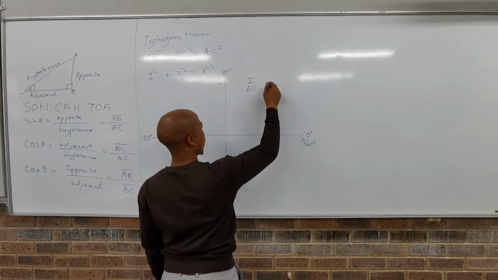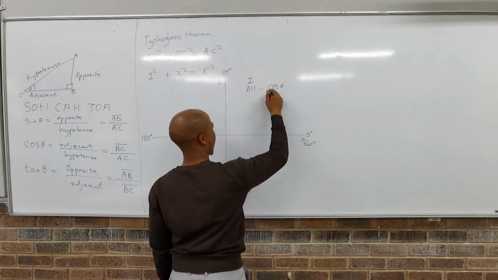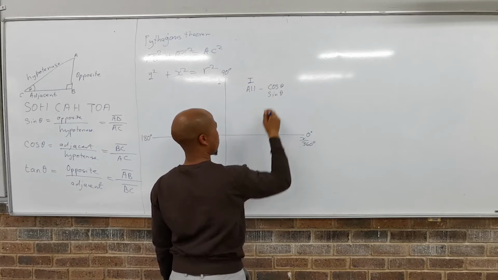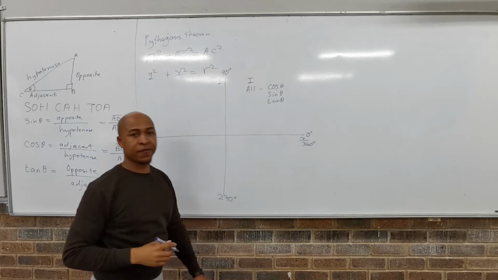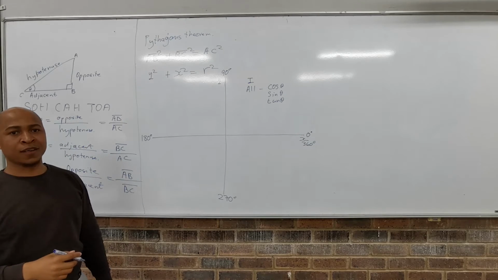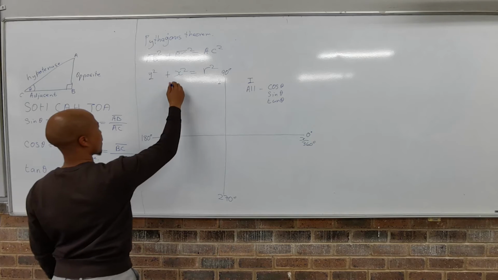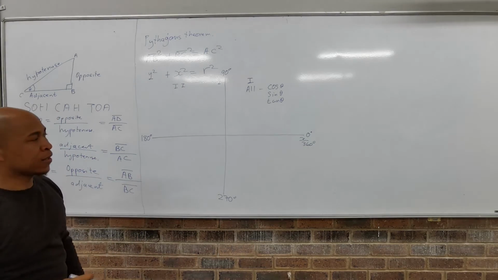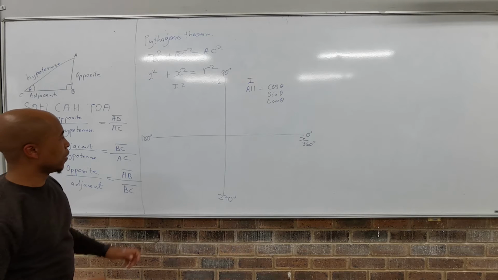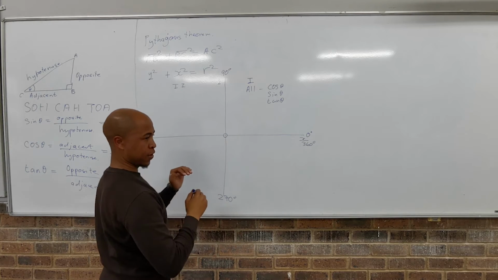So we refer to cos theta positive, sin theta positive, tan theta positive. Are we together? Now let's move on. We come to the second quadrant. So in the second quadrant, this is what is happening. You can tell that this is your origin, isn't it?